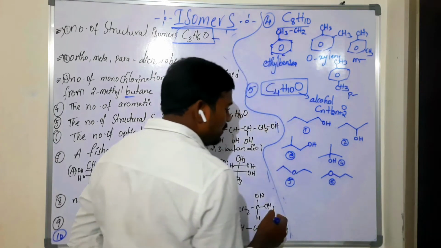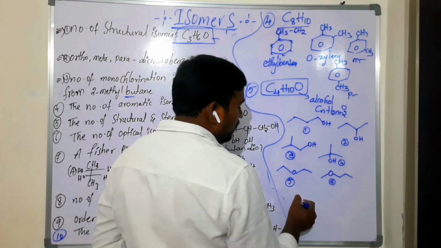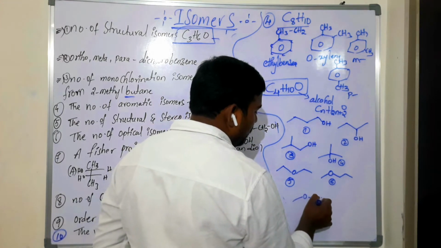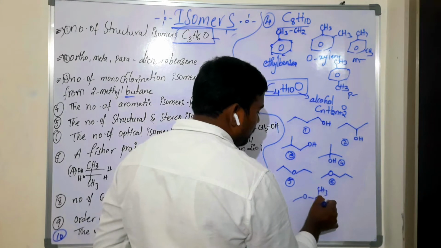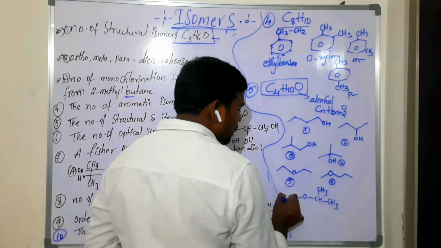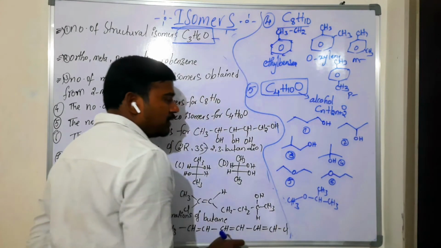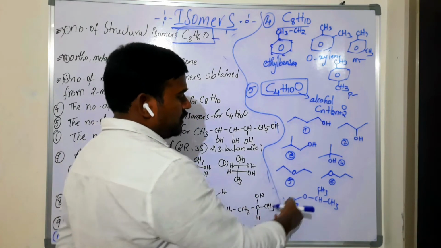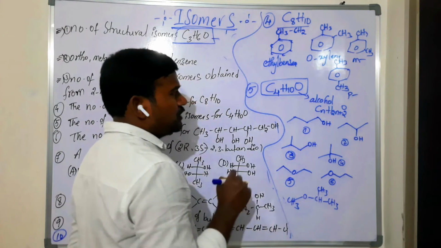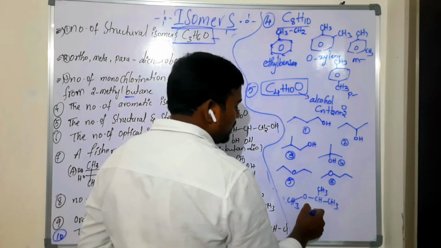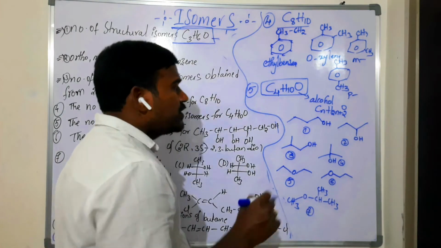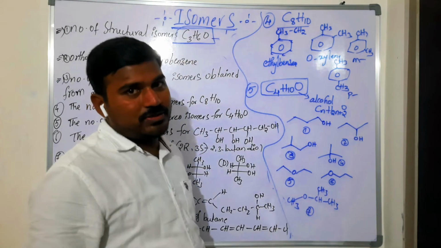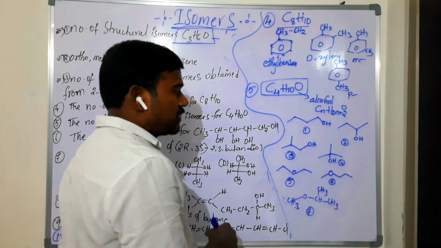Next one, you take isopropyl methyl ether. How many carbons? 4 carbons and 10 hydrogens, 9 plus 1, 10 hydrogens, 1 oxygen. It is the 7th isomer. Now, is there any other possible isomer? These all are structural isomers.